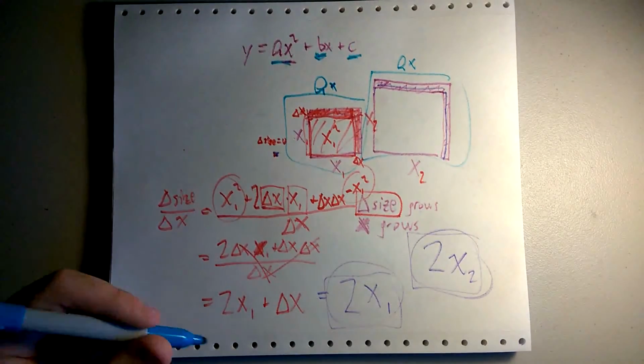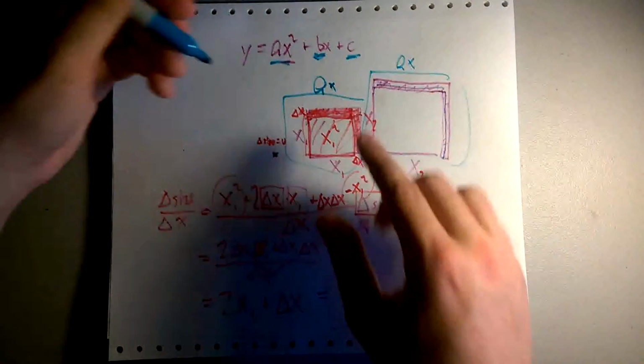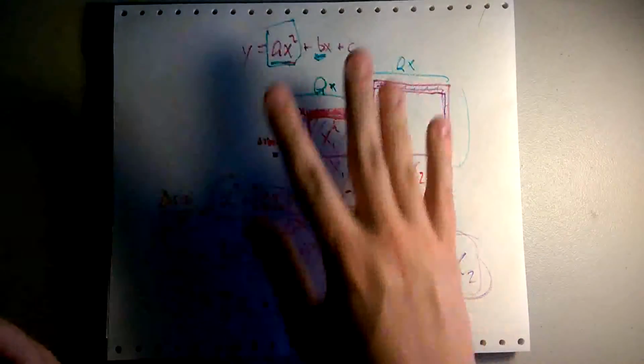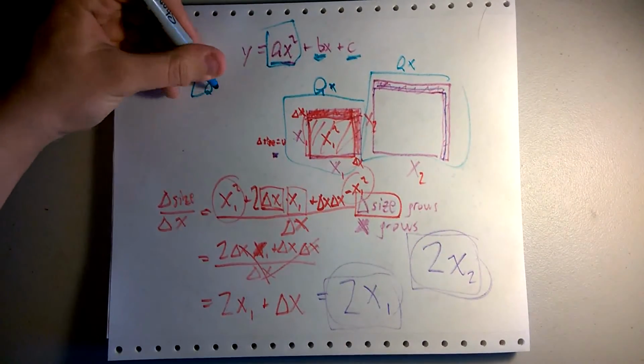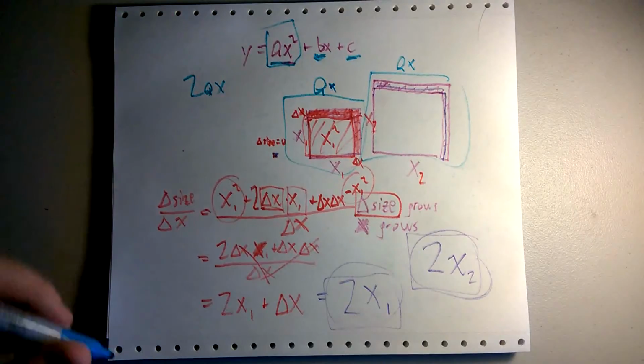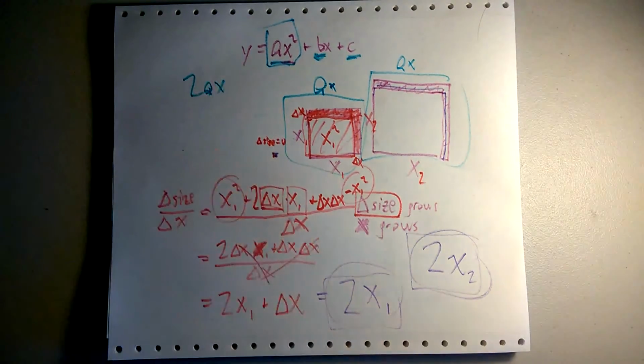And this value does not change, and so it has no slope. So really, all the interesting stuff happens here. So you're going to get 2a times the x value. That's going to be the slope. So what does that tell you about the graph?